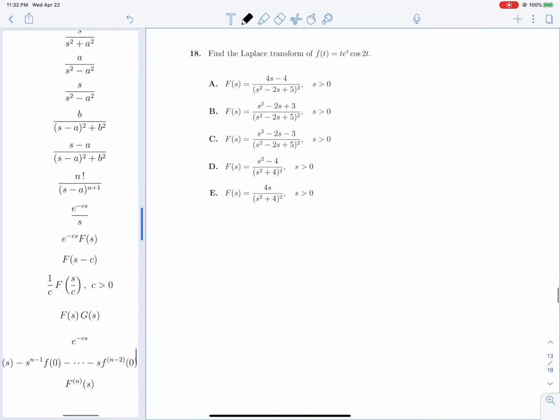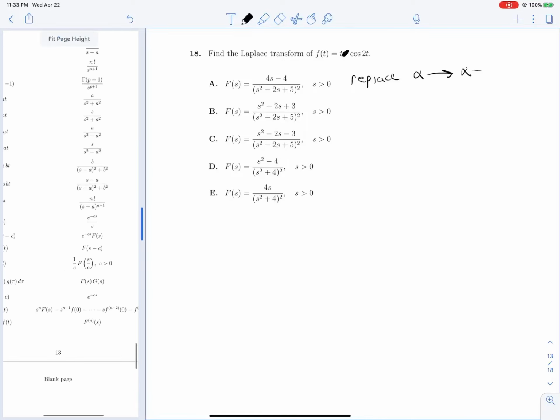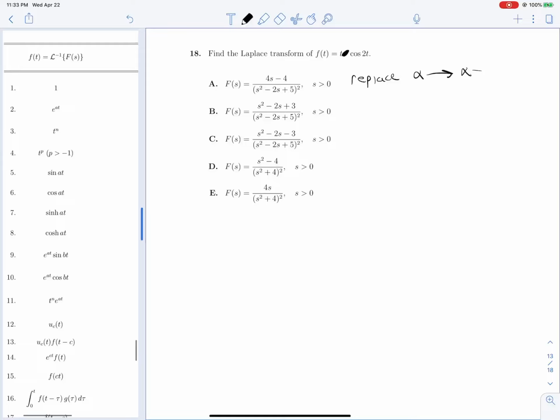Let's find the Laplace transform of t e to the t cosine 2t. So we know multiplying anything by e to the t, all we'll do at the end is replace alpha with alpha minus, e to the what power? Let's see. Got to make sure I'm not messing that up. Yeah.